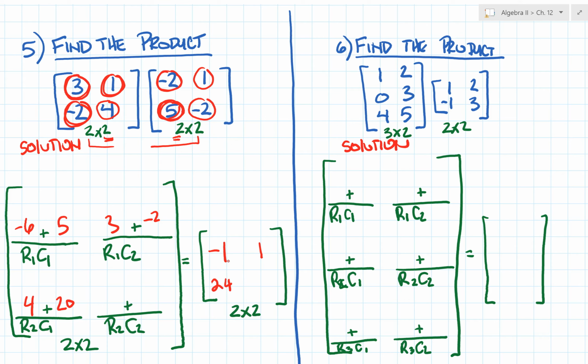And then the last one here. So I take negative 2 times the 1, which is negative 2. And I take 4 times the negative 2, which is negative 8. Add those together and I get negative 10. So here's the correct answer for that one.